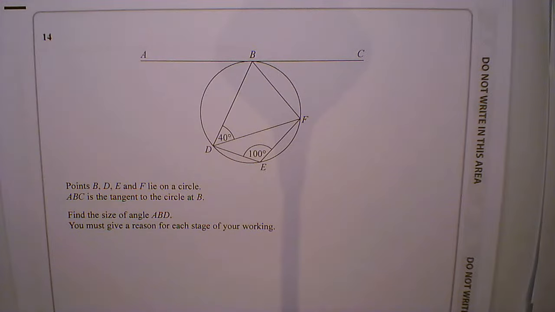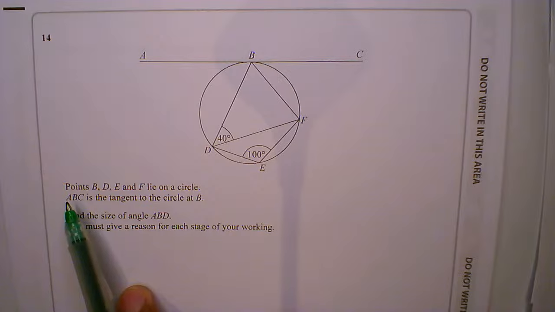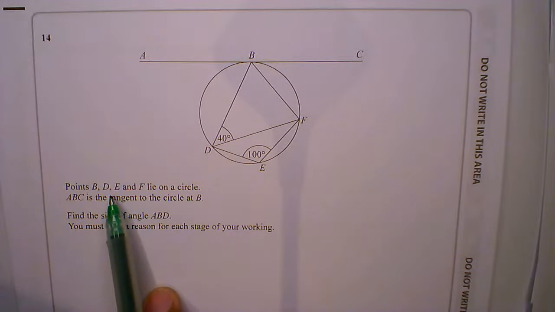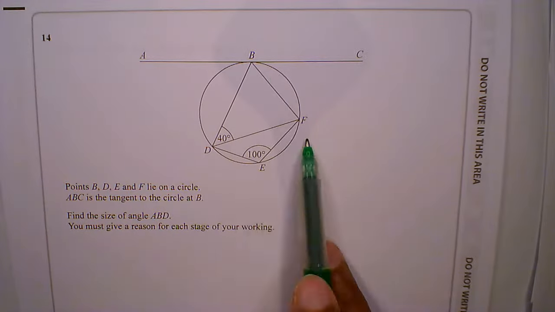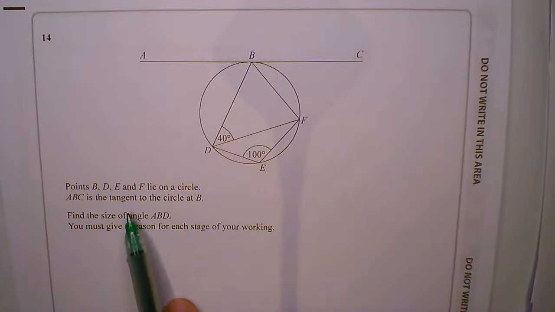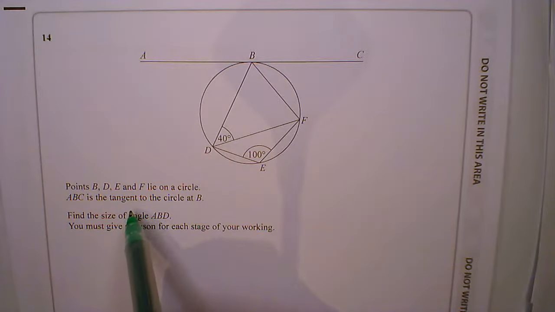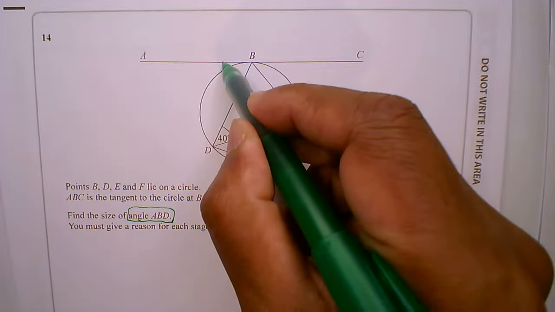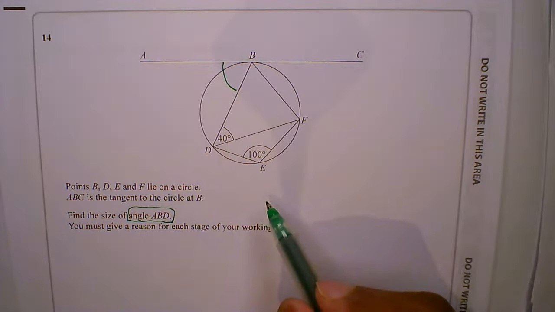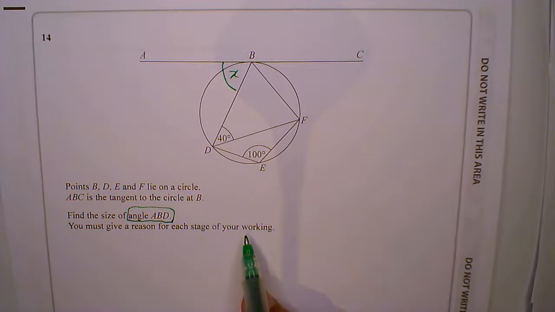Okay, so let's look at this. Question 14, we've got this image point diagram. Points B, D, E, and F lie on a circle. So B, D, E, F, that's a circle. ABC is a tangent to the circle at B, so we've got that. Find the size of angle ABD. ABD is this angle here, which we need to work out. You must give a reason for each stage of your working.